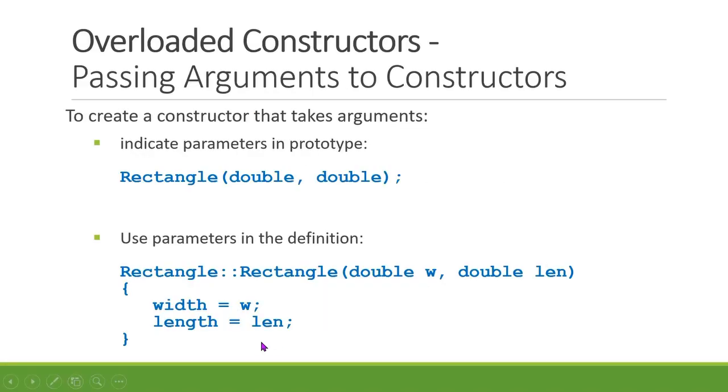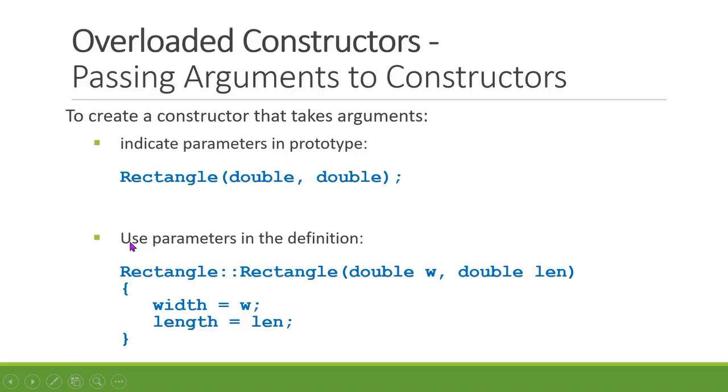Now the other type of constructor is called an overloaded constructor. And it's going to be a constructor that does take arguments and has a parameter list. So this is an example of a function prototype of a constructor of the rectangle class. Notice that it does contain parameters, double and double.